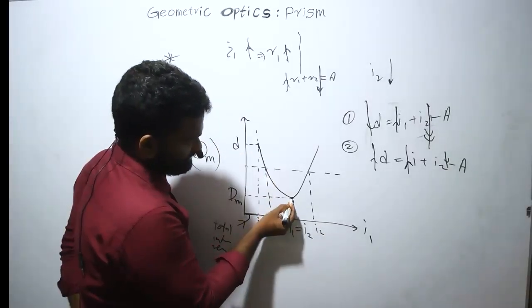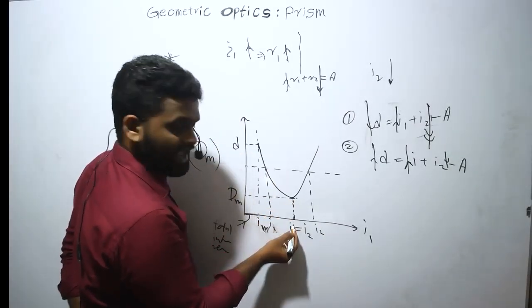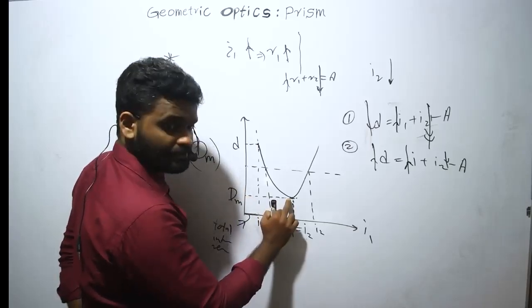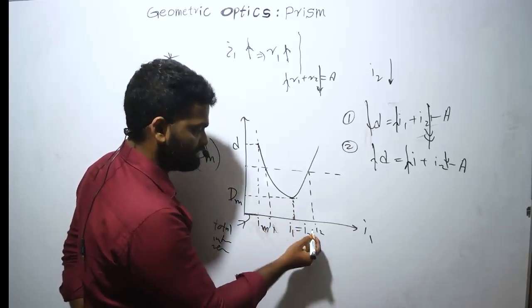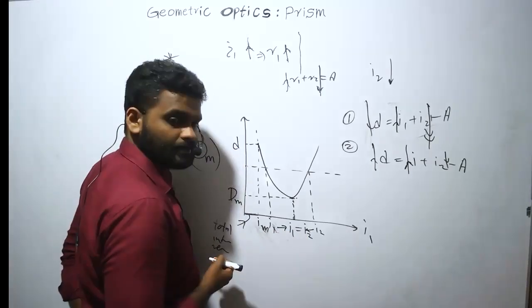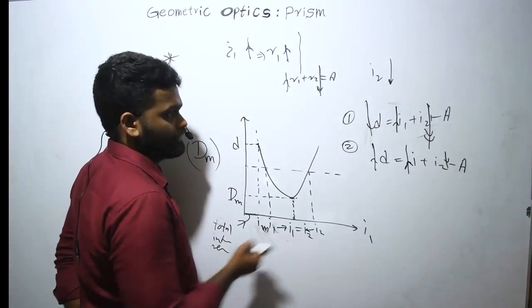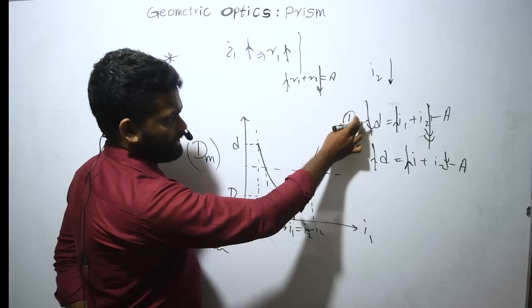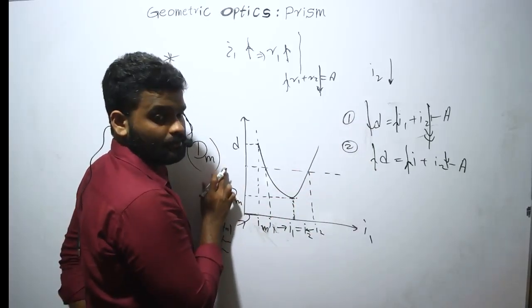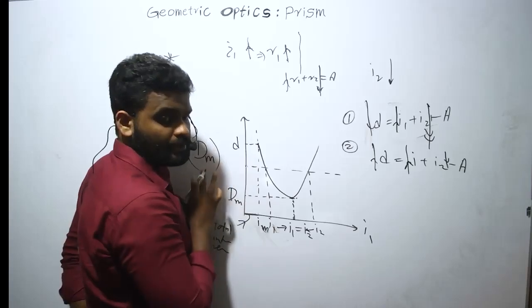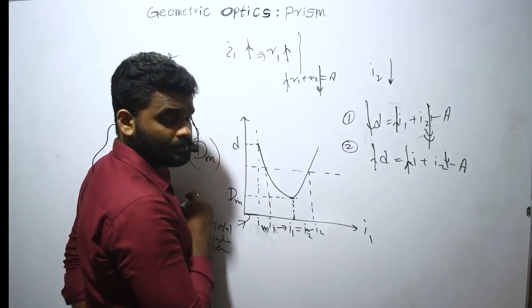So for this one, it is only one angle, right? For this minimum deviation, it is only one angle. So I1 and I2 should be equal, right? Okay. Just write this from the side, then draw this graph. Try to understand the graph fully, right?